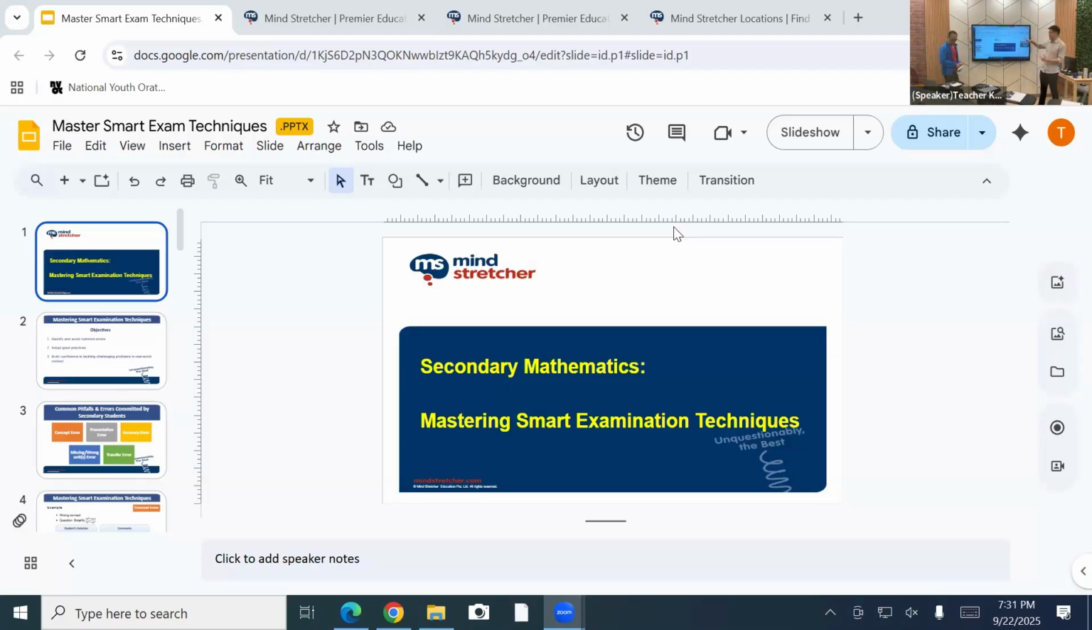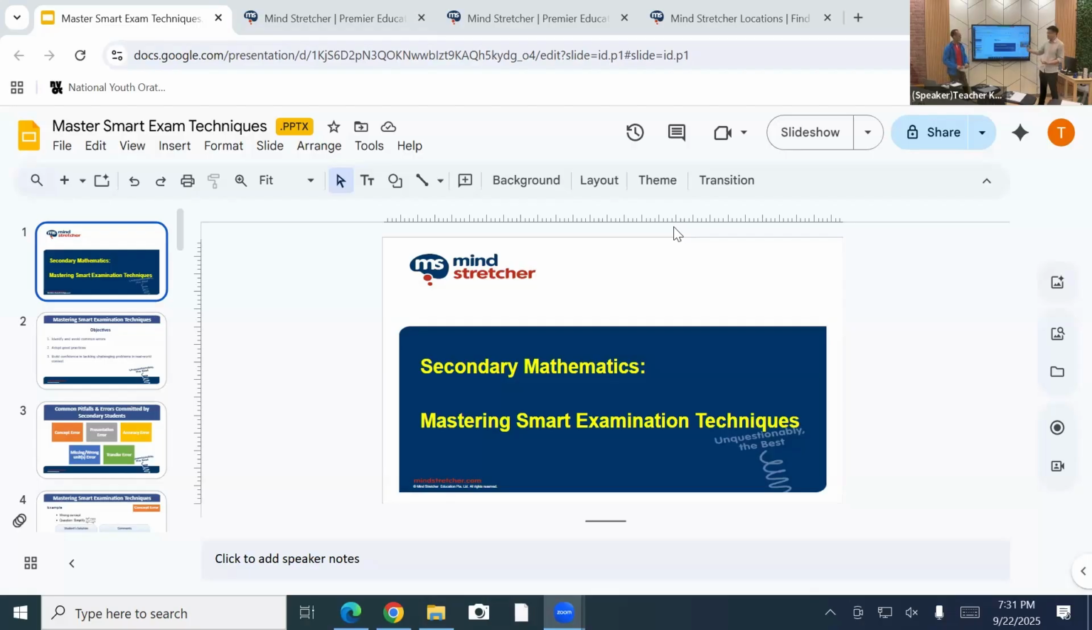What we are doing now is that there are some people online and some amongst us at Sengkang Center also. So what we're going to do today is teacher Kwee Lim and myself. I'm teacher Wei Lun and this is teacher Kwee Lim. We teach secondary and also primary mathematics here at MindStretcher.